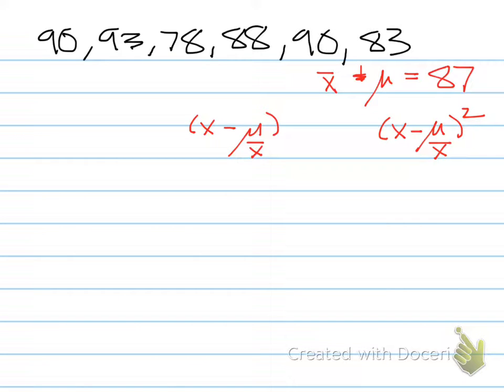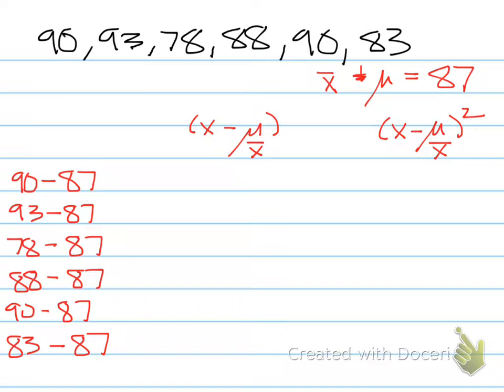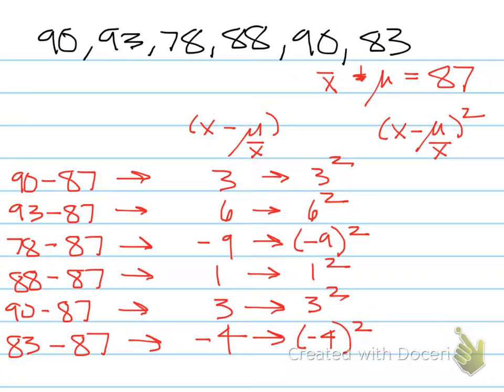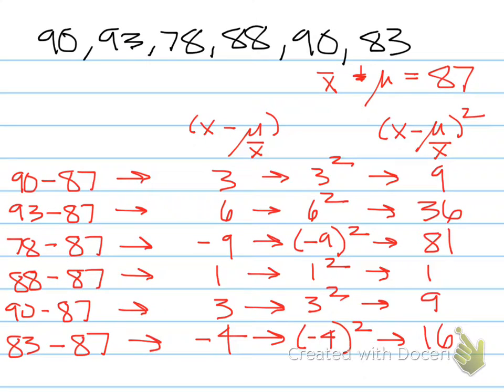Alright, so for the population and sample standard deviation, we're going to have to subtract the mean from each one of the values in the data set. The population and sample mean, they're both 87. So we're going to subtract 87 from each value in the data set. We get the following numbers. Then we're going to square each one of those differences. We get 9, 36, 81, 1, 9, and 16. Add up all those squares, and we get 152.